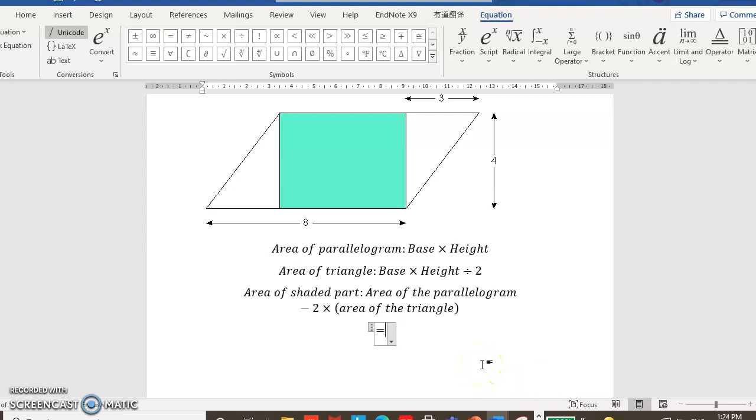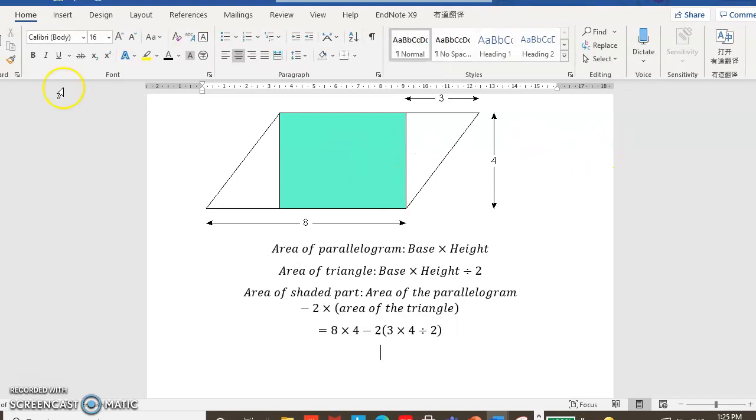So we got base times height, and our base is 8 in this case, and our height is 4. So that is 8 times 4. And we've got to minus 2 times the area of the triangle. So for the triangle area, the base is 3, the height is 4. We've got 4 here. Am I correct? And don't forget that we've got to divide by 2 because that is a triangle.